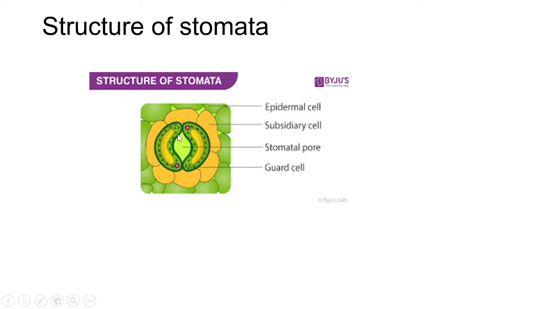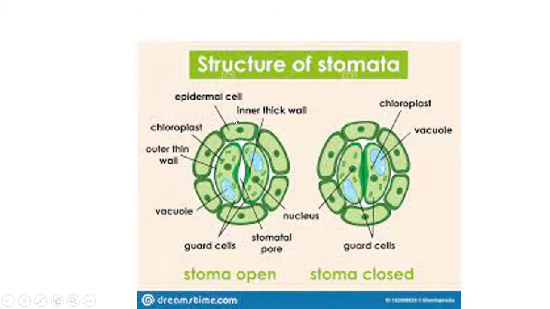The cytoplasm of the guard cell contains a nucleus, chloroplasts, mitochondria, dictyosomes, endoplasmic reticulum, and ribosomes. But the radial walls of guard cells are cellulosic. This is the structure of a typical stomata.